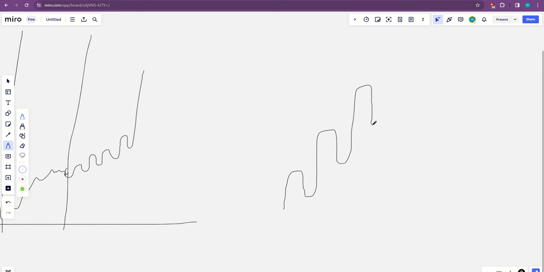This is a creeping trend. Okay, let me just try to redraw it in a way that all of you will actually understand. This is a creeping trend, guys.